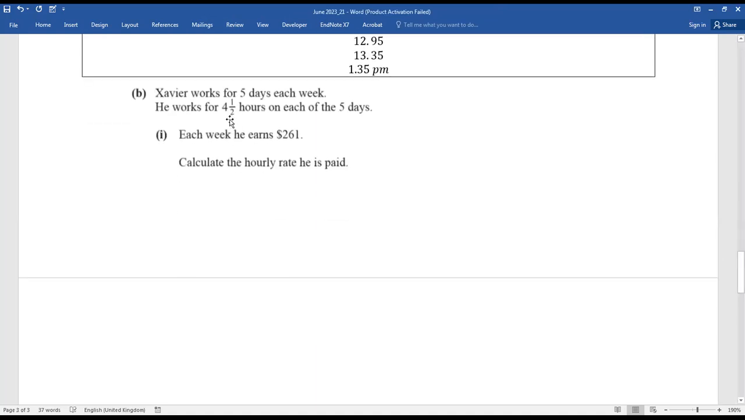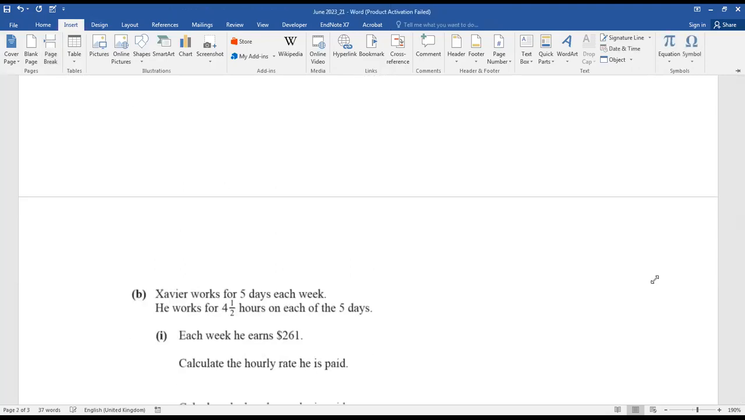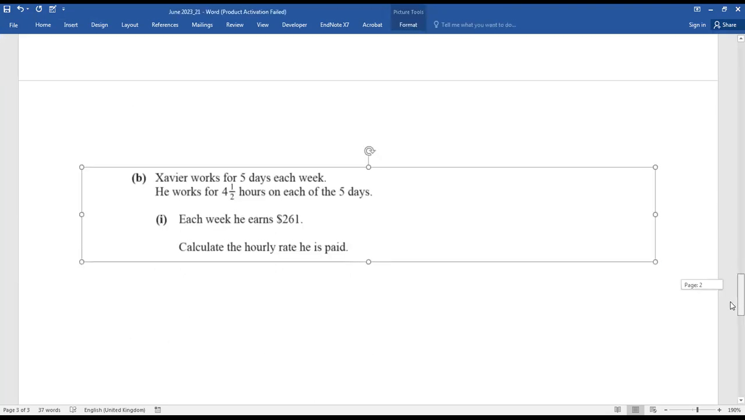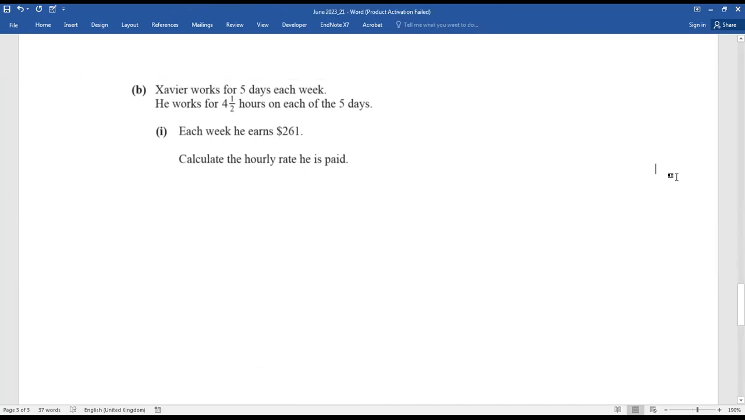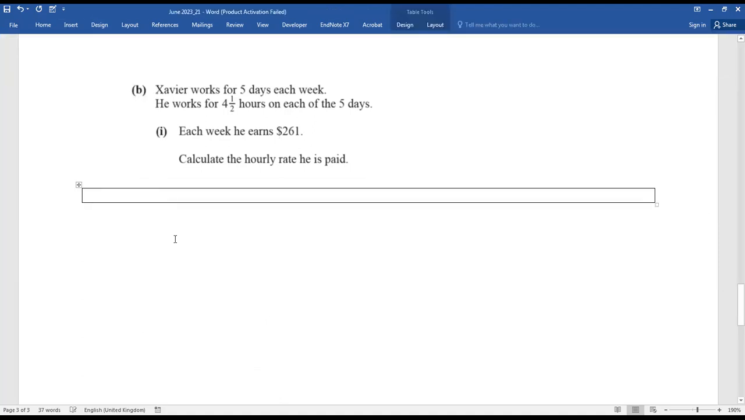Xavier works for 5 days each week. He works for 4.5 hours on each of the 5 days. Each week he earns $261. So if I want the hourly rate, his total pay would be his hourly rate multiplied by the number of hours that he works for.